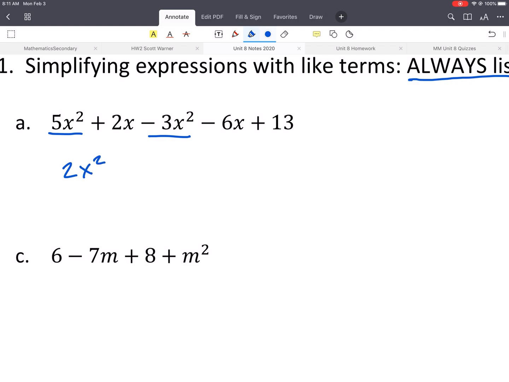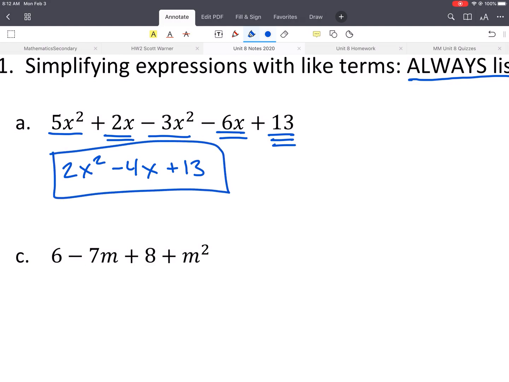Our next highest exponent would be the x's. So 2x minus 6x gives us -4x. And then here we have our constant. That would be our answer. The exponents are listed highest to smallest, ending with the constant, and we'll be good. I always like to write lines underneath mine just to show which ones are like terms. That way, when I get to the end, I know that everything is being used. We don't forget any terms.